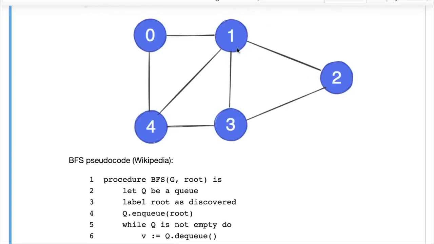Then we go to 1. And when we go to 1, we realize that 0 is not yet visited. So we enqueue 0. 4 is visited. So we don't enqueue 4. Okay. And that's how we proceed.